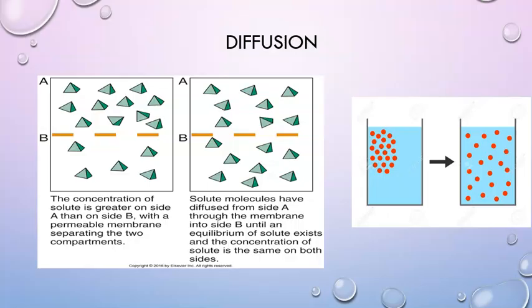Facilitated diffusion does require energy. This refers to when you have to have a facilitator to get you from one place to the other. One example of that is glucose. Glucose cannot cross some of our cell membranes, so it has to have insulin as a facilitator to do so.